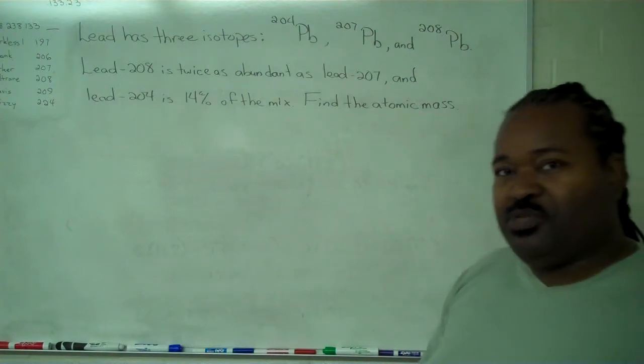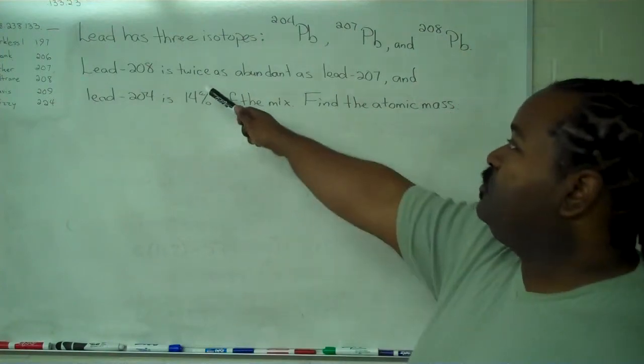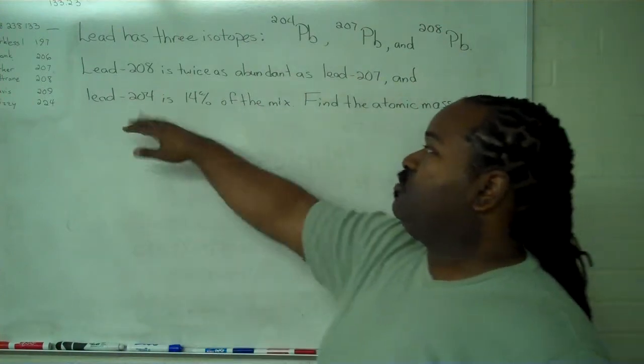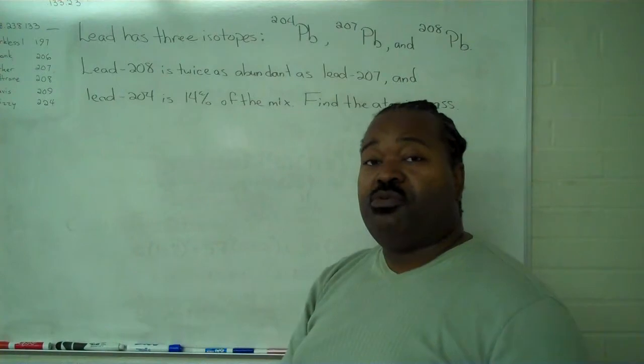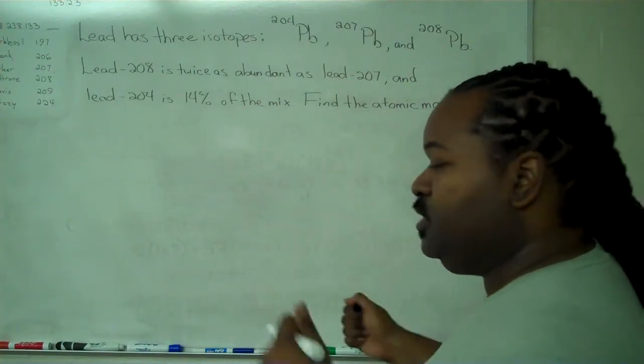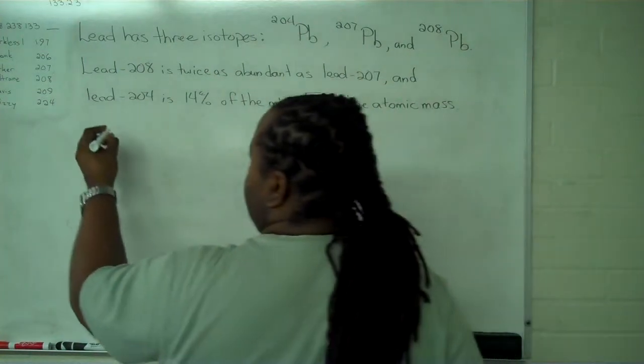And so in this particular example, we list lead 208 as being twice as abundant as lead 207. And lead 204 is 14% of the mix, and we want to find the weighted average for our atomic mass here. So, what do we know?